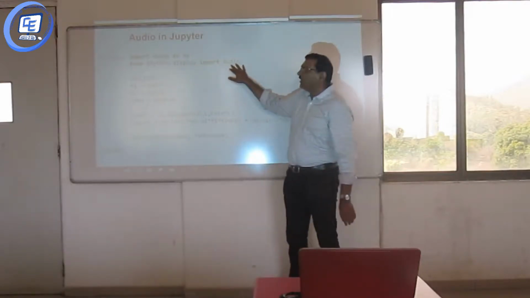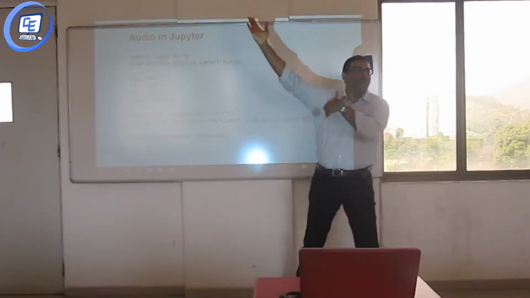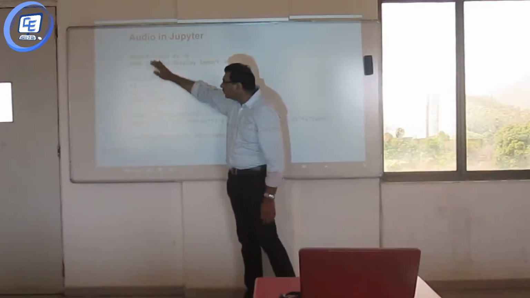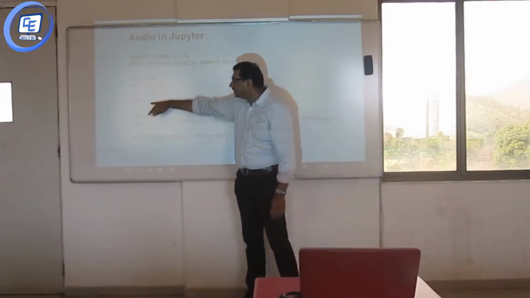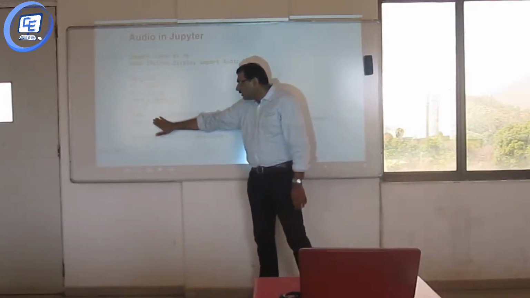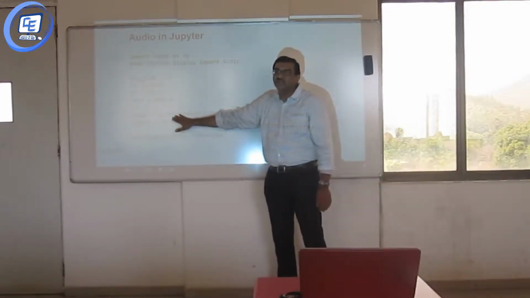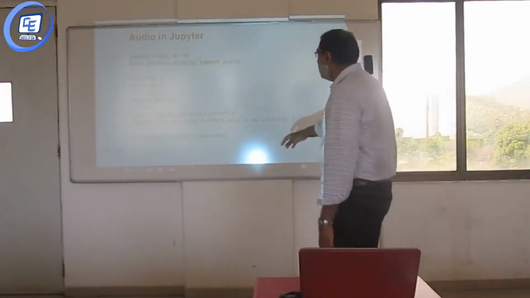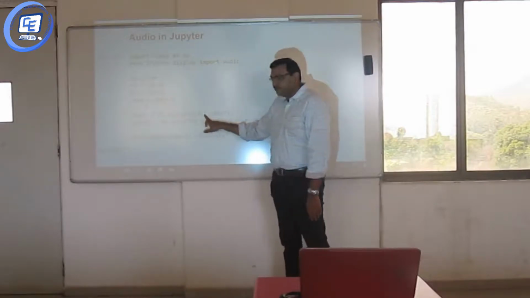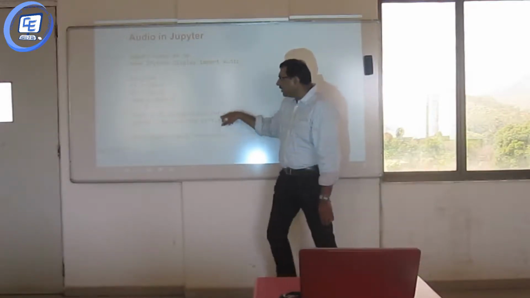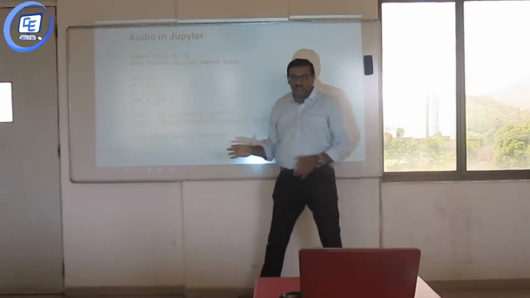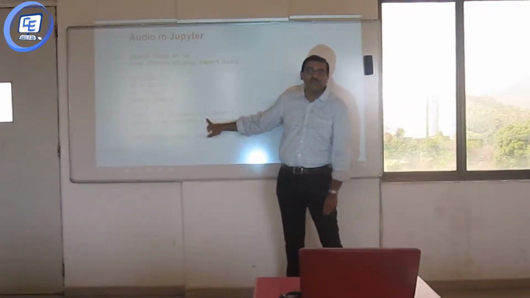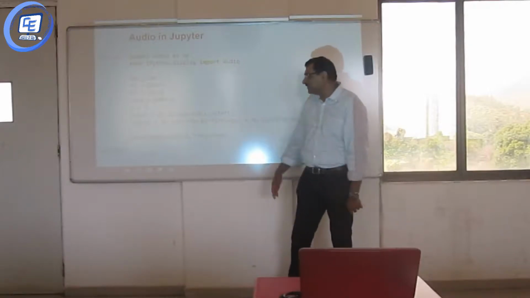From IPython display import the Audio class. So far we have imported the Image class, the Video class, and the Audio class. Here I am defining two frequencies, the sampling rate, the duration, and time equal to np.linspace. If you have worked with MATLAB or Scilab, you understand what linspace is. So here I want 0 to 3, rate into L. So basically 8000 into 3, that many samples I want between 0 to 3. So basically 24,000 samples I want between 0 to 3 seconds. That's what it is saying.